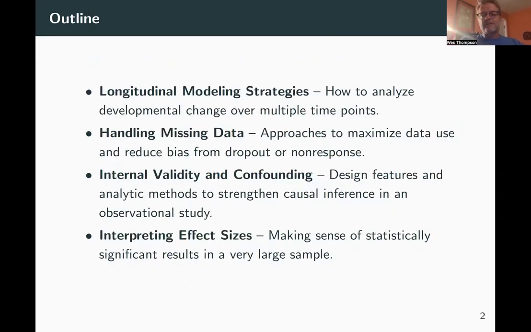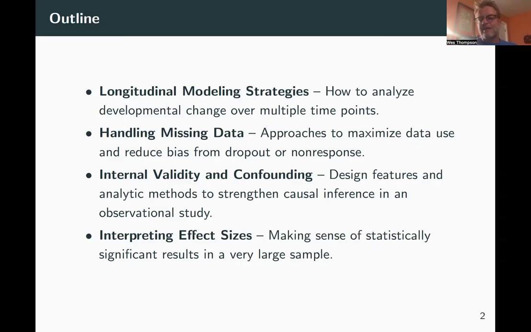So the four parts of this lecture are going to be longitudinal modeling strategies, so how to analyze developmental change over multiple time points in the ABCD data. Then how to handle missing data. So I'll cover several approaches to maximize data use and reduce bias from dropout or non-response. Also cover internal validity and confounding.